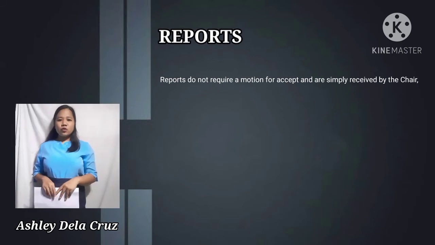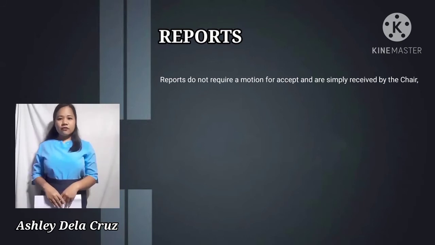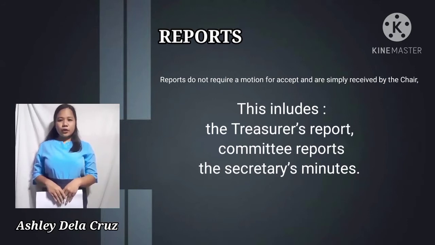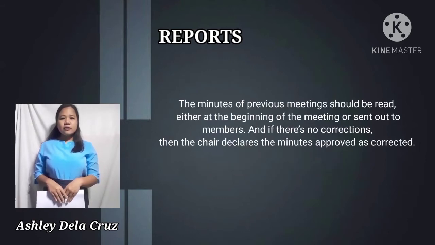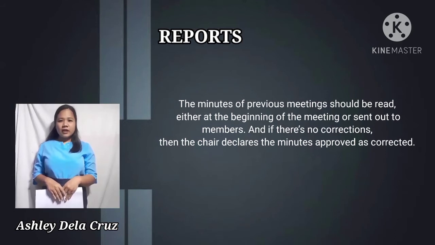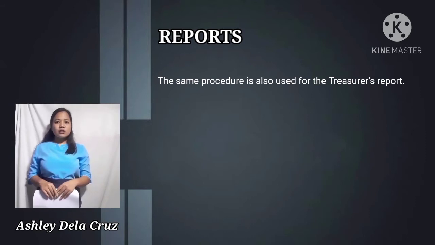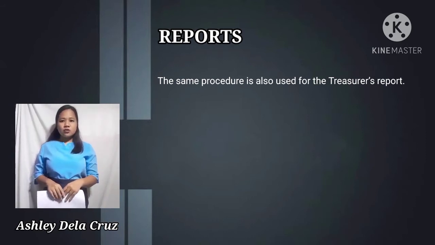Reports do not require a motion to accept and are simply received by the chair. This includes the treasurer's reports, the committee's reports, and also the secretary's minutes. The minutes of previous meetings should be read either at the beginning of the meeting or sent out to members. And if there are no corrections, then the chair declares the minutes approved as corrected. The same procedure is also used for the treasurer's report.